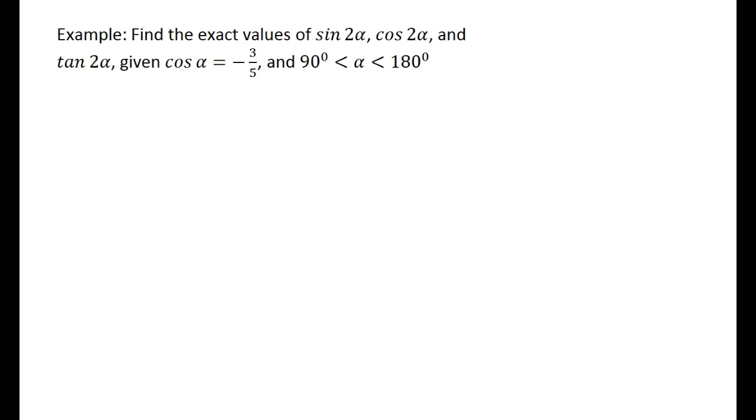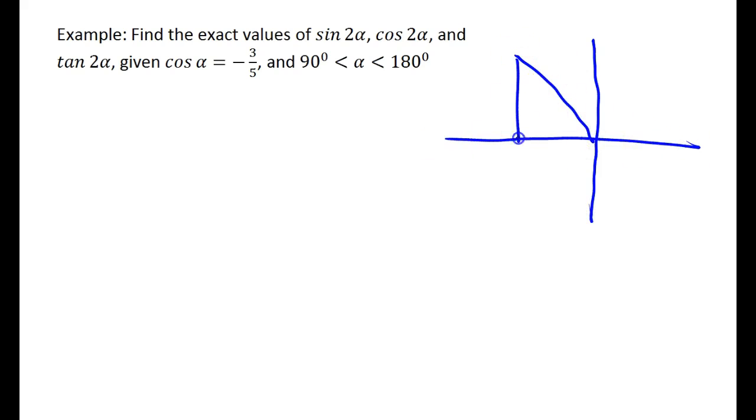Okay, now here's a little more complicated problem. We're going to find exact values of sine of 2 alpha, cosine 2 alpha, and tangent of 2 alpha, given that the cosine of alpha is negative 3/5 and alpha is between 90 and 180. So that's going to put alpha in the second quadrant. Okay, so there's my angle alpha. I'm going to draw a little triangle here.